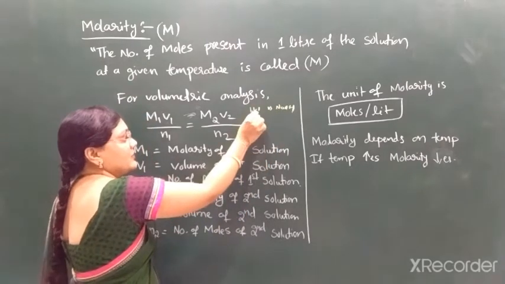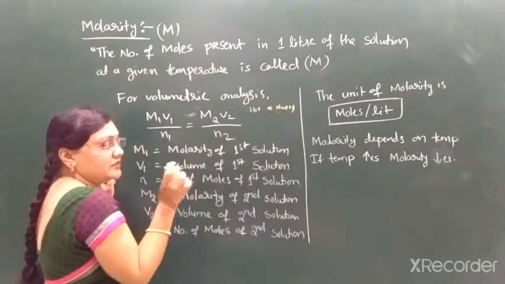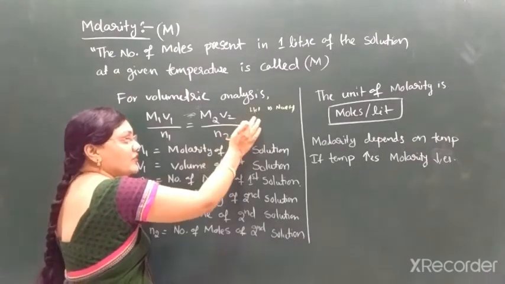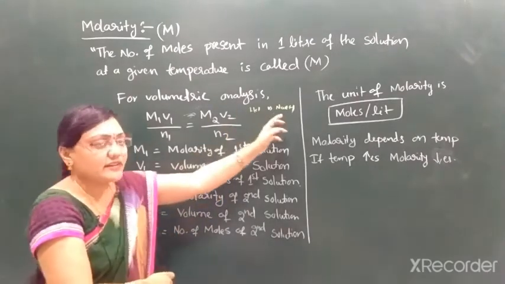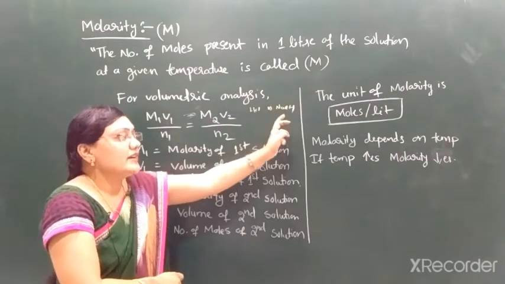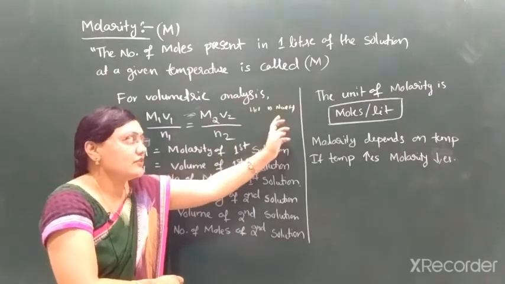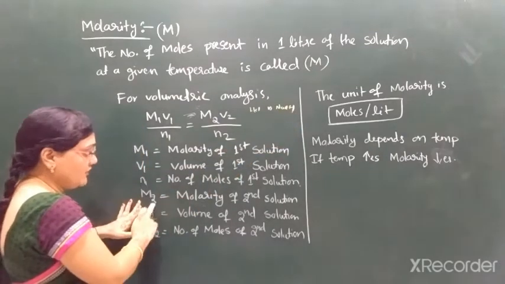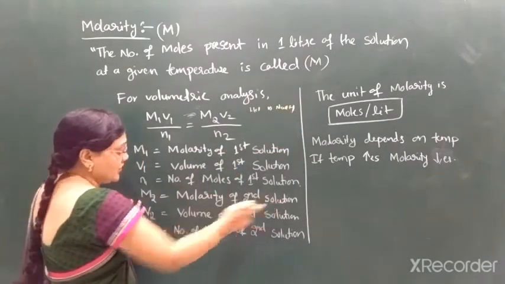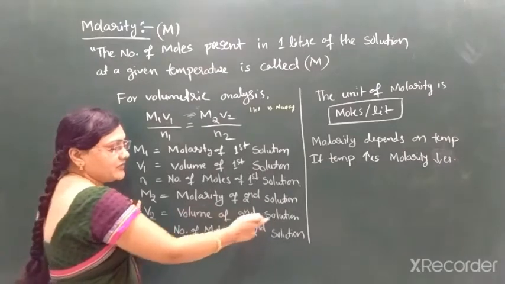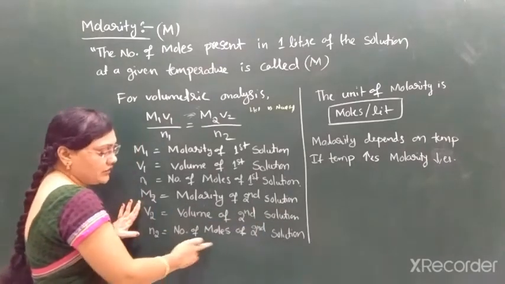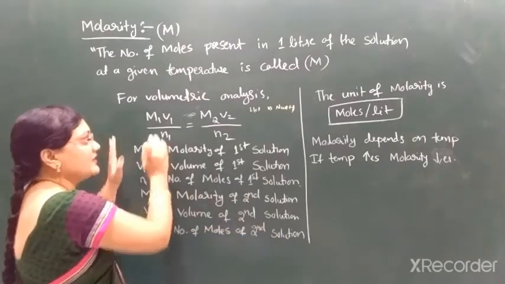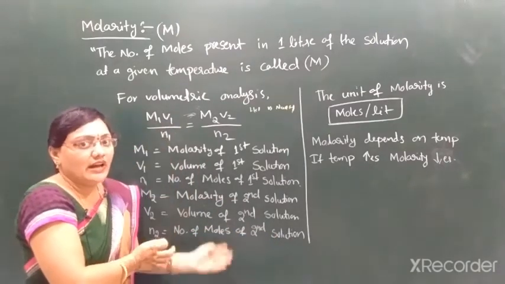This is the first one and this is the second one. M1, V1 and N1 are the molarity, volume and number of moles of the first solution. M2 equals the molarity of the second solution, V2 equals the volume of the second solution, and N2 equals the number of moles of the second solution. These are the formulas of molarity.